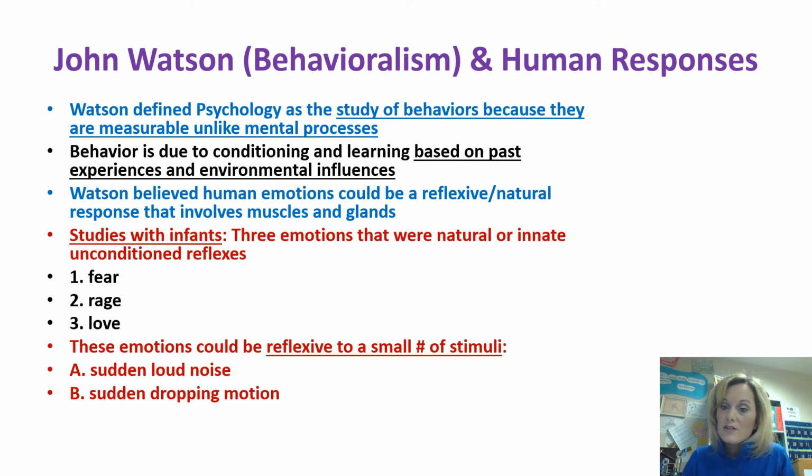Okay, so let's continue on past Pavlov and see what else is going on in the psychology world after he's done. Pavlov is going to pave the way for our next important researcher, which is John Watson. And John Watson is a behavioralist, and he is going to continue. We're going to see that with B.F. Skinner as well. And what Watson was looking for was to see if behavior could be learned based on past experiences and environmental influences.